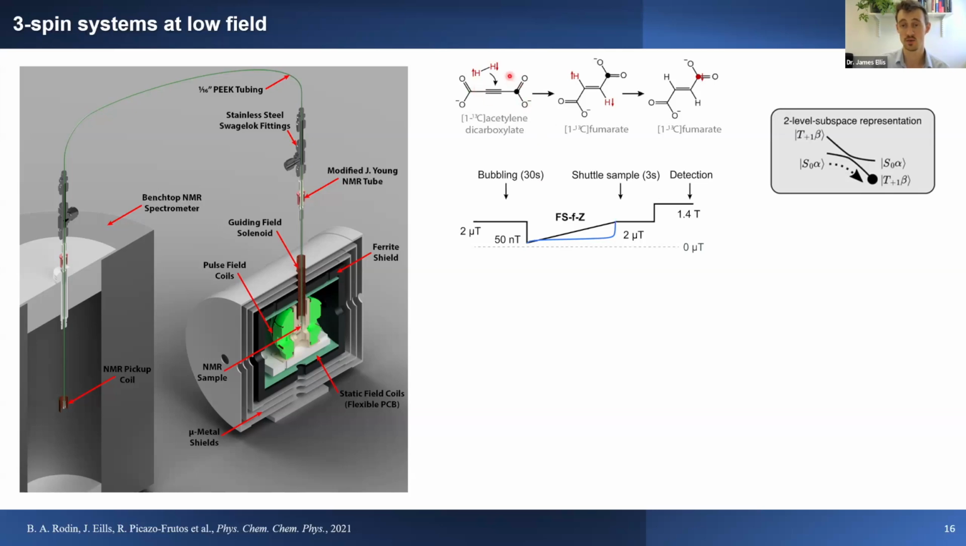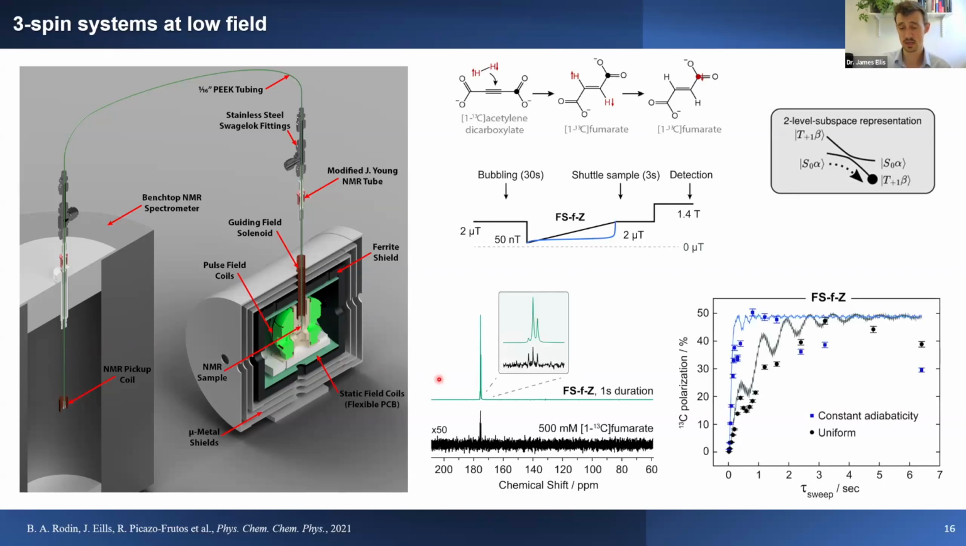That's what happens in this step. We hydrogenate the molecule and we produce fumarate. Then we can apply this magnetic field sequence to convert the proton singlet order into carbon magnetization, and that's shown in the sequence here. We hydrogenate the sample at 2 microtesla, drop the field down, and then ramp it up slowly. Then we shuttle the sample, which takes about 3 seconds, into a SpinSolve high field NMR magnet. This is a benchtop system, and we detect the signal.